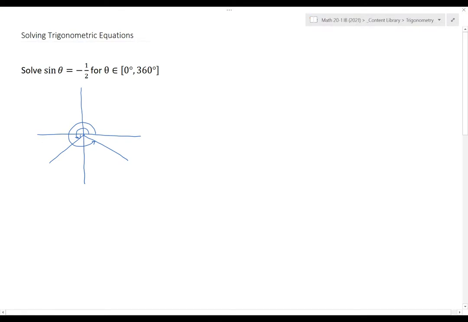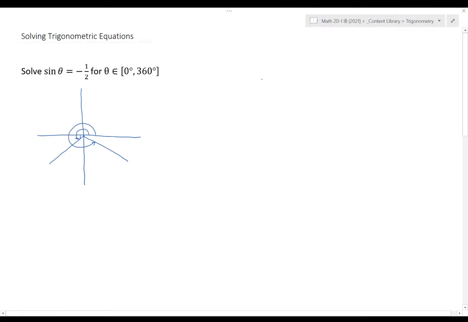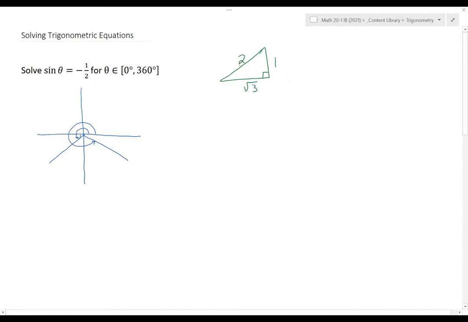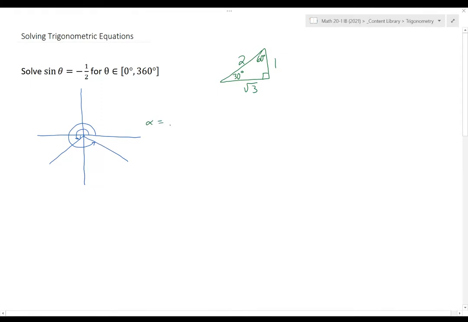Now, a sine of 1/2 is actually in a special triangle. So we have a special triangle where we have sides of 1, 2, and the square root of 3. That happens when we have angles of 30 degrees and 60 degrees, and we can see from this little diagram that the sine of 30 degrees is 1/2. So here my reference angle is 30 degrees. So that's this angle here and this angle here.